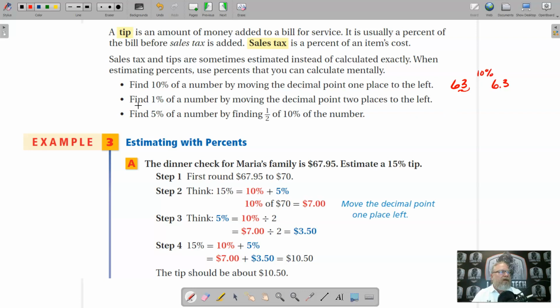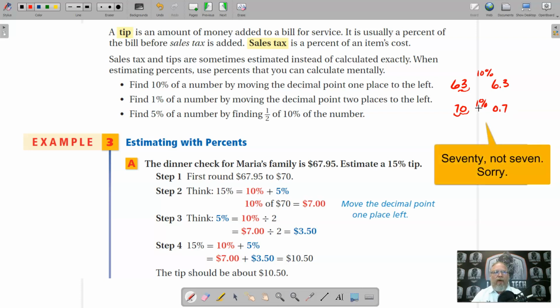On the next one here, find 1% of a number by moving the decimal two places to the left. So if I had, let's say, 70, and I move the decimal over two places to the left, then I see that I would have 0.7, and this would be 1%. So if this were $70, 7 cents would be 1% of 70.